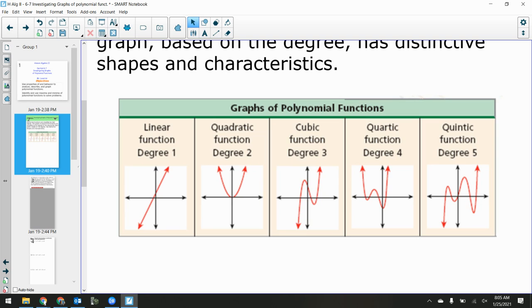So what does that imply about the even ones? They start and end in the same direction. They could both go up, or they could both go down as well. Yeah, good. What else do we see?